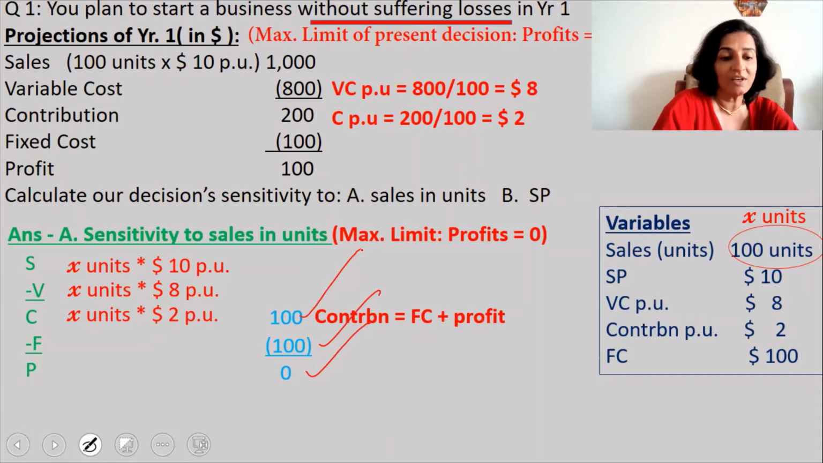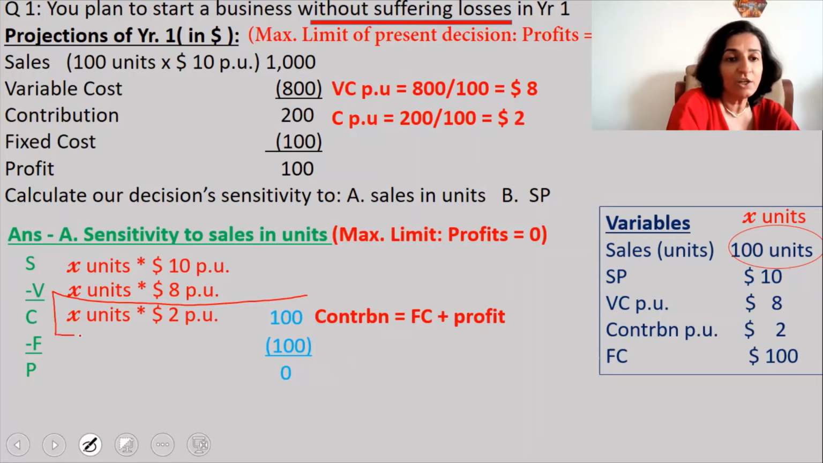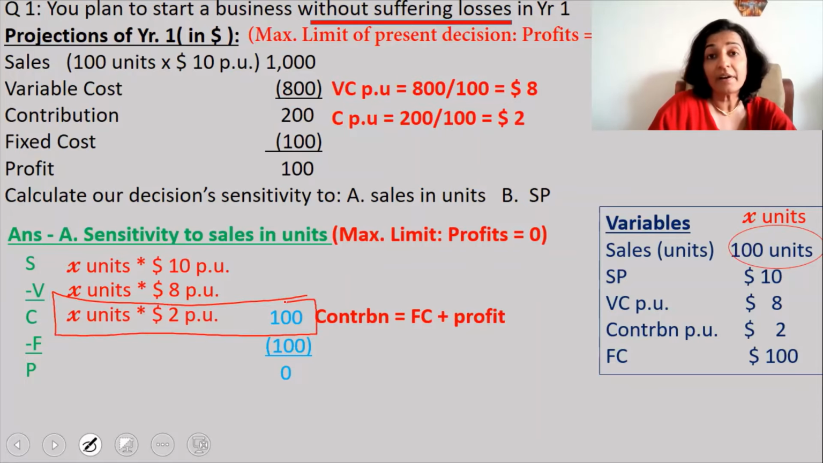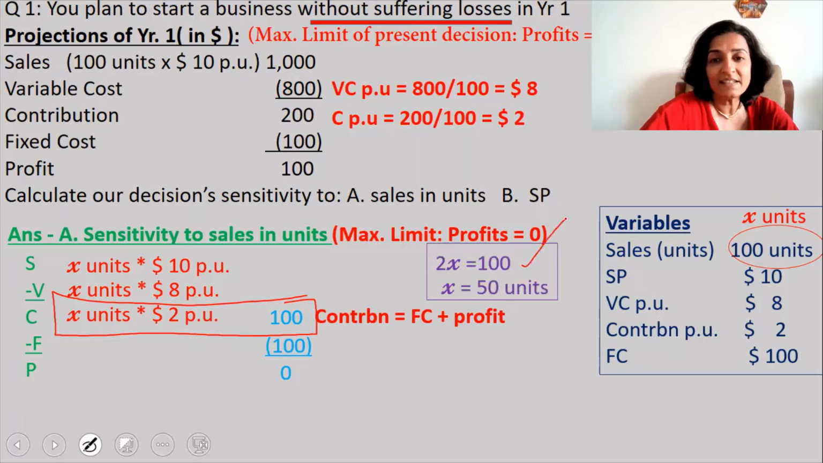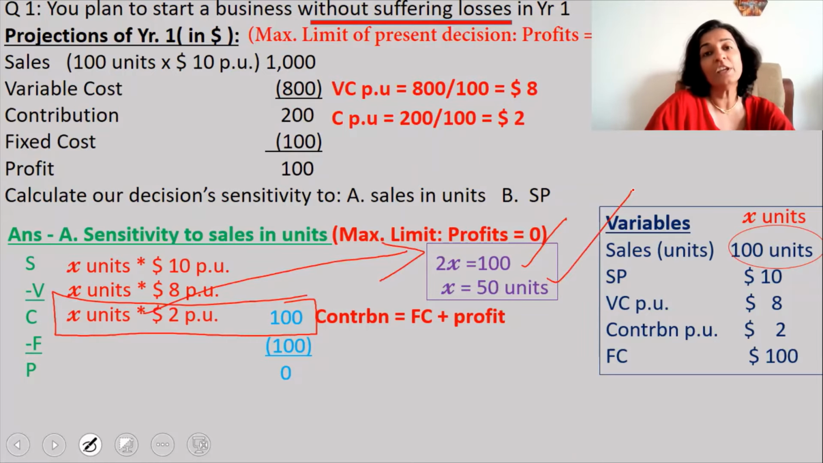So we have an equation here. X into 2 is equal to 100. So what is X? So I'll just write that. 2x is equal to 100. That is x into 2 is equal to 100. That's coming from here. And x is equal to 50 units. So we know that if we sell 50 units, then we get a profit of 0.